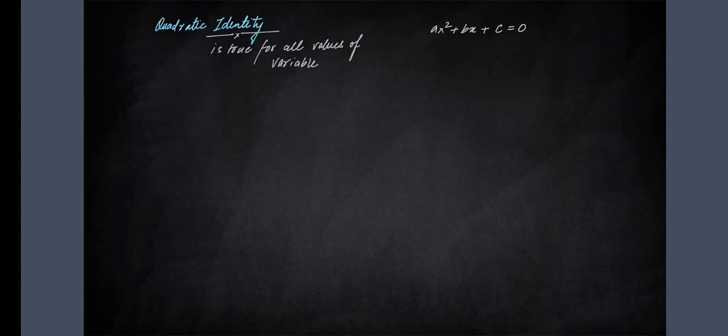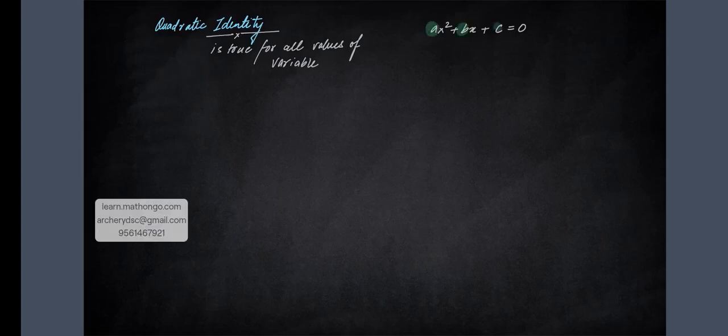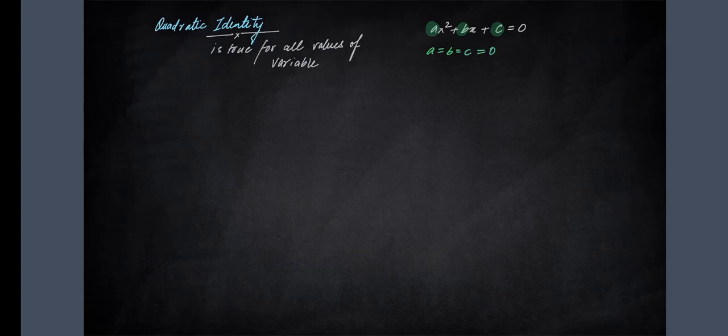Whereas we have studied that a quadratic can be equal to 0 for a maximum of 2 values, which we call its roots. But if it has to be equal to 0 for every value of x, that is possible in only one case: when a, b and c are all equal to 0. Then you can put any value of x, you will always get the LHS as 0.